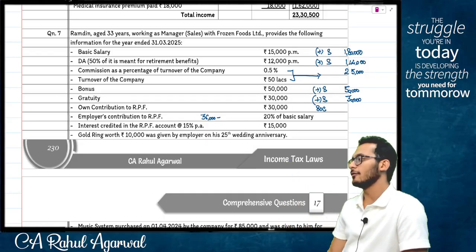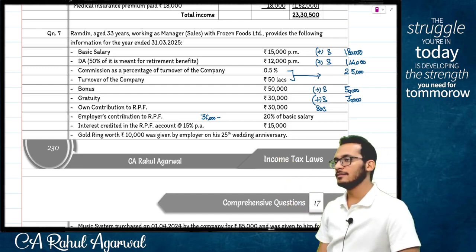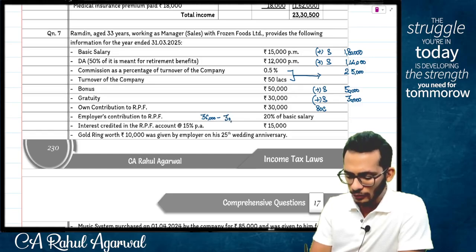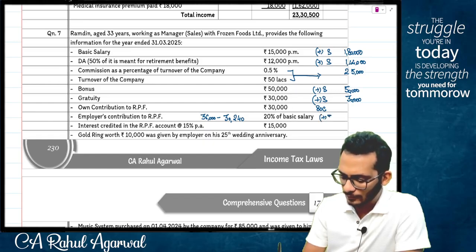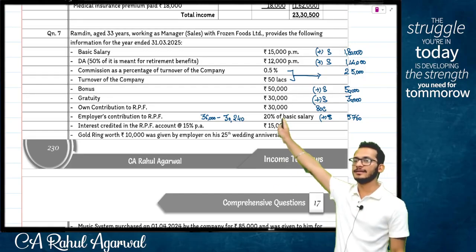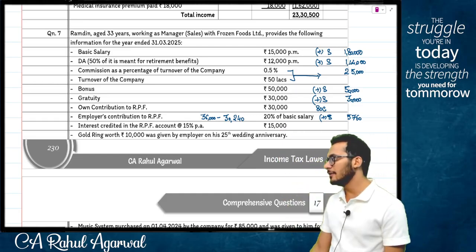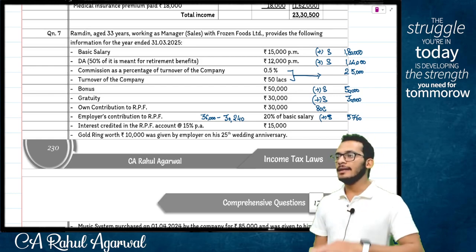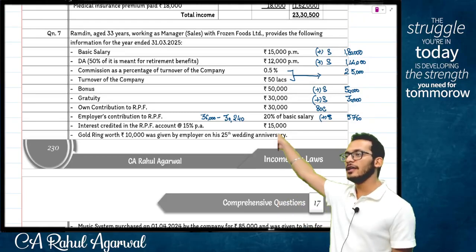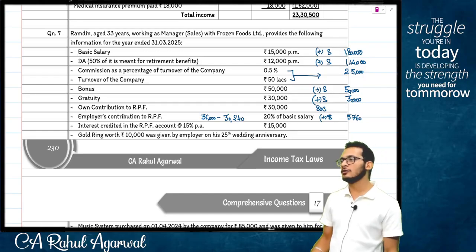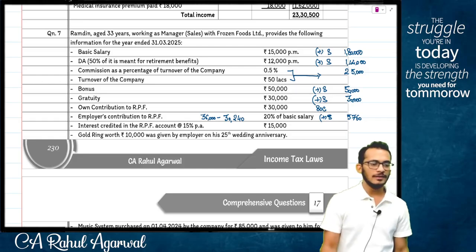I can contribute 12% of basic plus DA forming part. So it is 1,80,000 plus 72,000, 2,52,000, 12% is 30,240. Understand this carefully, people. Question says I have contributed 20% of basic salary. My basic salary is 1,80,000. I have contributed 36,000, 20%. But section says, I don't care what your basic salary is. I will give you exemption for 12% of salary, where salary means basic plus DA forming part. DA forming part is 50%. Basic is 1,80,000. DA forming part will become 72,000. Total becomes 2,52,000. 12% of that becomes 30,240. I have paid 36,000. I can claim exemption of 30,240, making my taxable component 5,760.